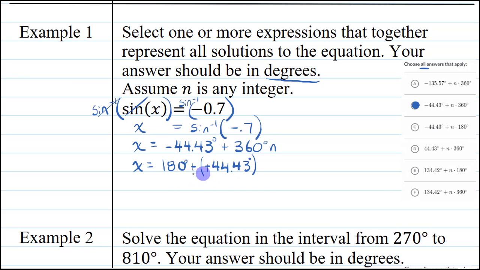And that's going to be, can we do this in our heads? 180 plus 44, and then worry about the 0.43 later. Could be 224. 224.43 degrees plus 360 degrees times n. Why'd you add 360 but not 180 then? Yes, good question. See if you can answer it yourself. Why did we do that?